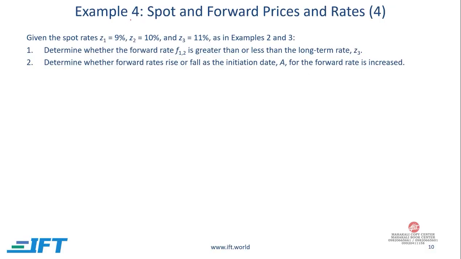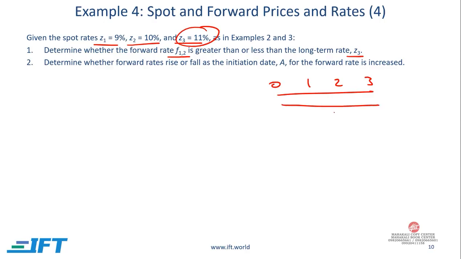Okay, next question now. We are given the three spot rates, Z1, Z2, and Z3. Determine whether the forward rate is greater than or less than the long-term rate Z3. So going back to our timeline, 0, 1, 2, 3, we know that Z3 is 11%. So this overall long-term spot rate is 11%. We know that Z1 is 9%. So this is 9%. Now the question is, this forward rate, what will it be?